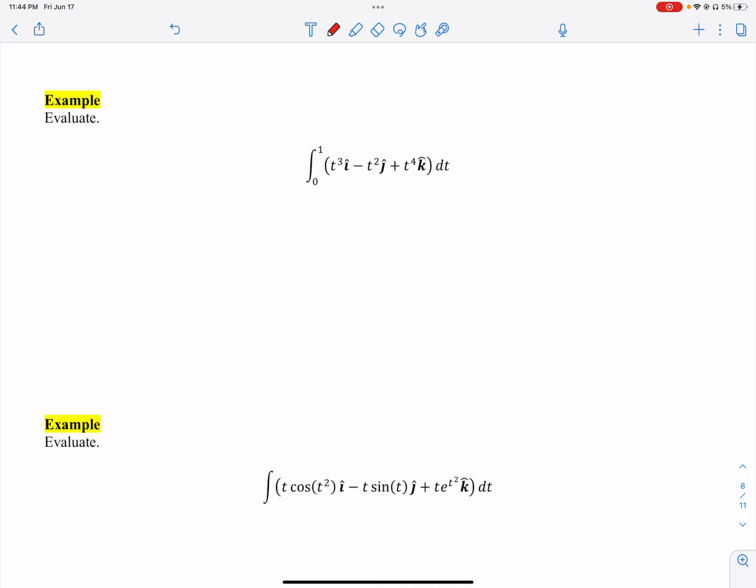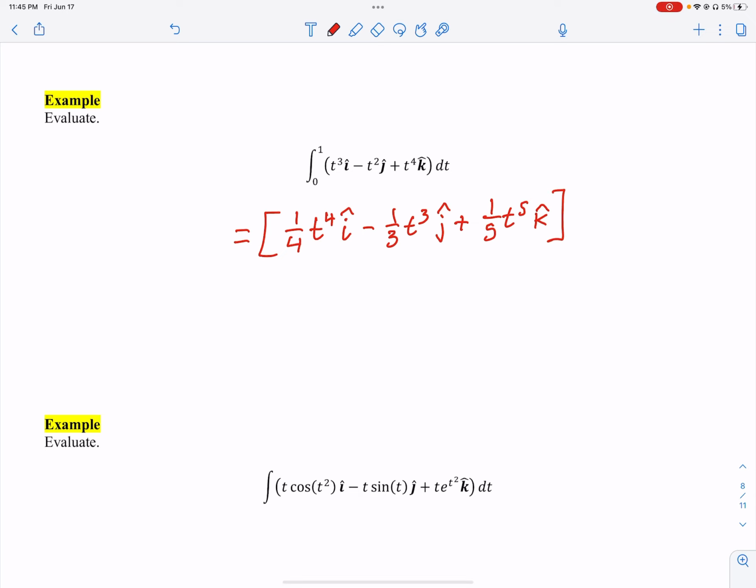So let's take the integral of each part. So this is the integral of t to the third. All right, so that's 1/4 t to the fourth. I keep the component, minus 1/3 t to the third, plus, and then don't forget your component. See, I still do it. It's easy to do. 1/5 t to the fifth. Okay. Then they want us to run it from 0 to 1.